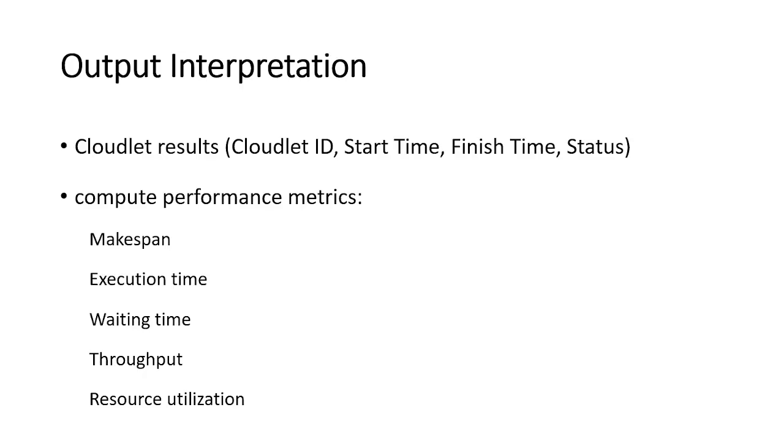The output of this particular code is going to be the cloudlet results, which generate the cloudlet ID, start time, finish time, and the status. From these cloudlet results, you can compute the performance. What type of performance metrics can we compute? You can find the total span of execution of the process, how much time each and every user task takes for its execution, how much time it has waited, what the throughput is, and what resources have been utilized. So you can have an analysis from the output.